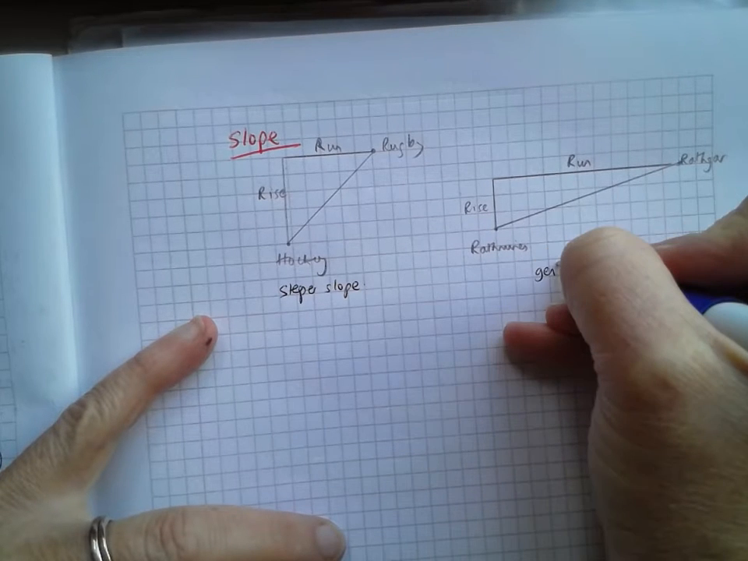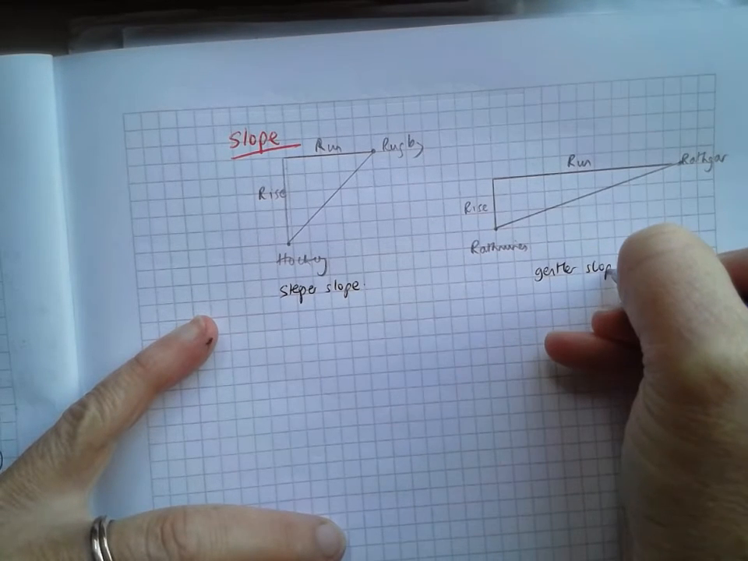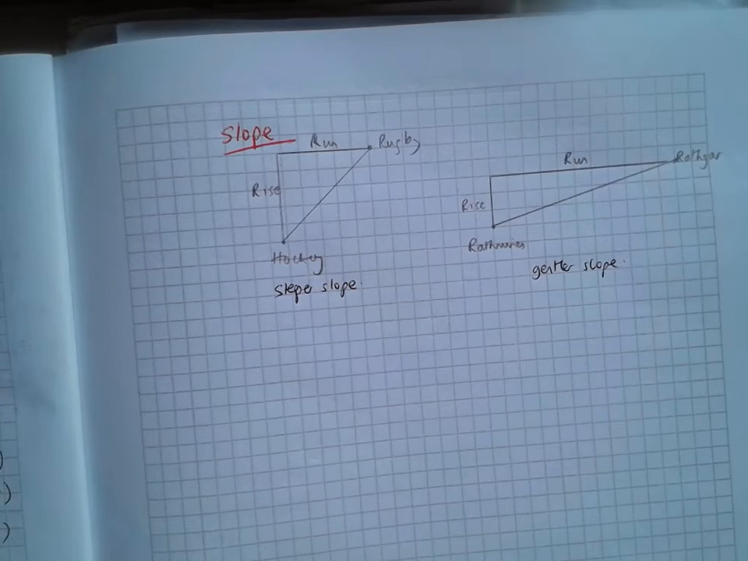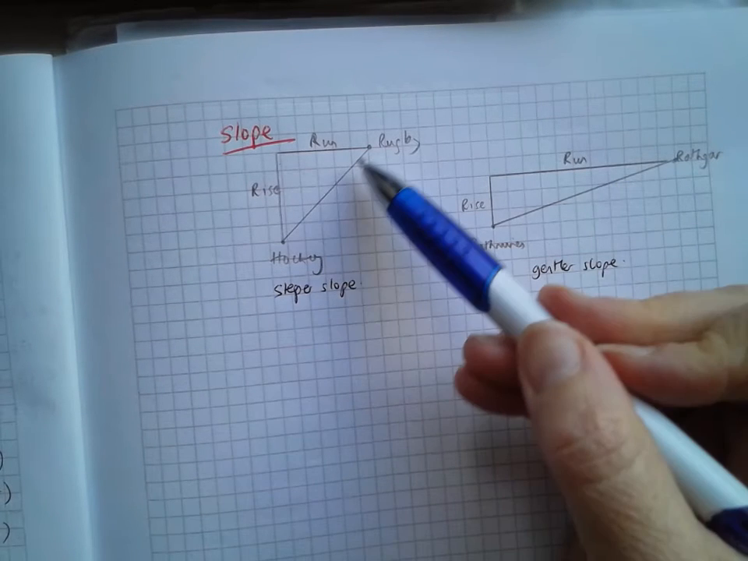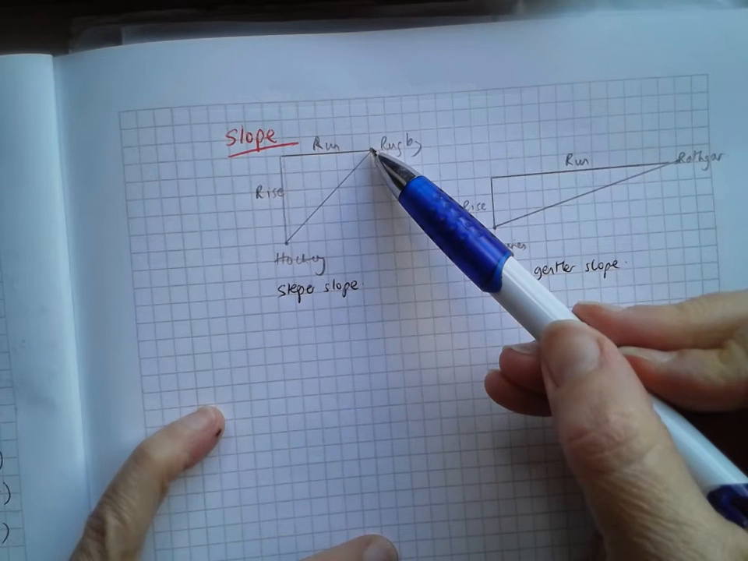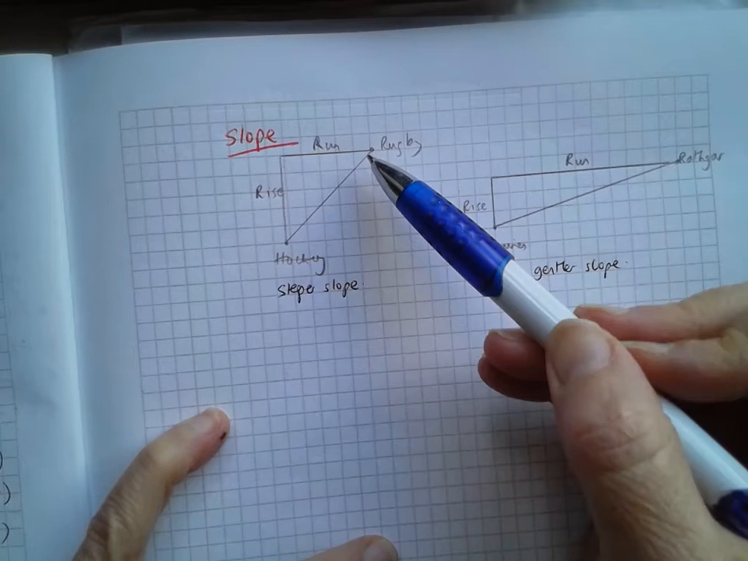And I know which one I prefer to cycle up. I prefer to cycle up this one rather than this one. But on the other hand, I'd probably prefer to ski down this one than ski down this one, because this will be more interesting and exciting. So this is a steeper slope.